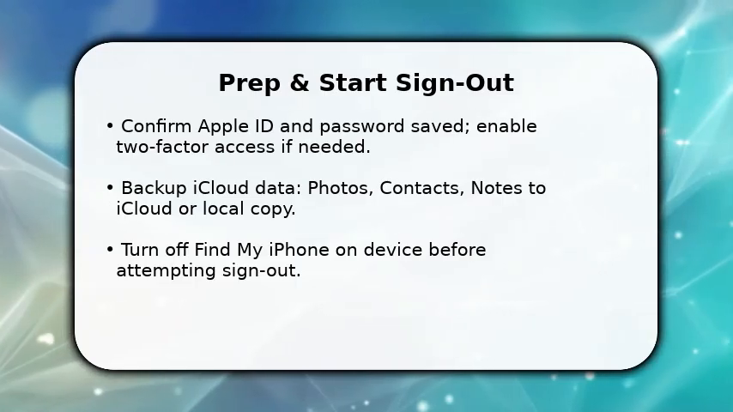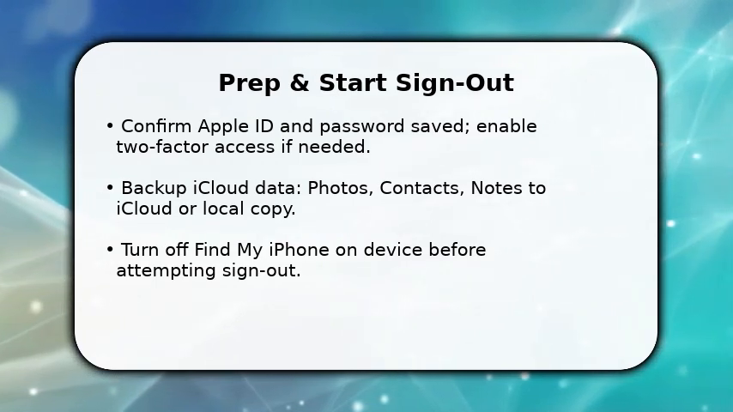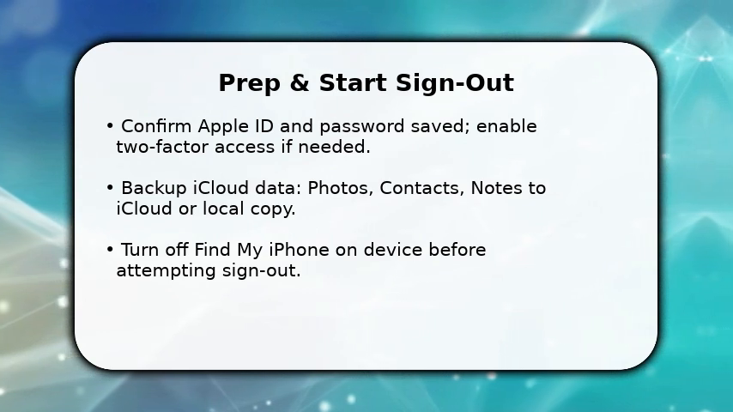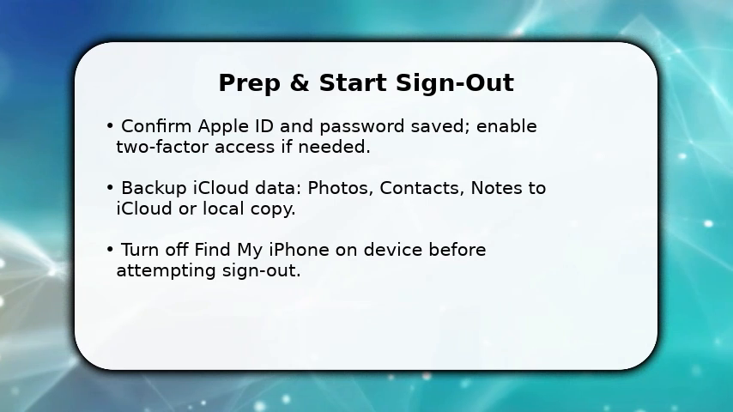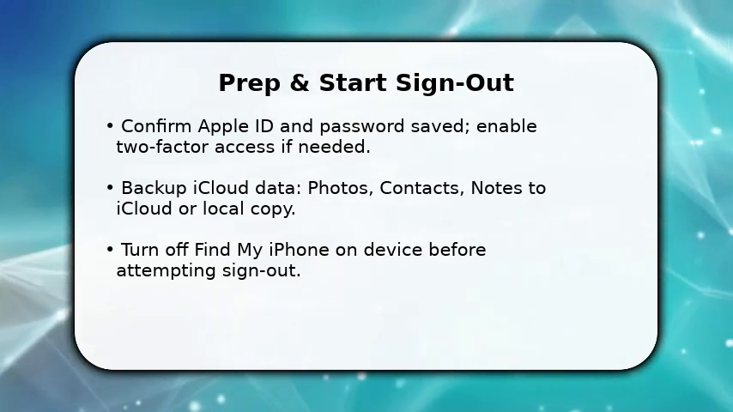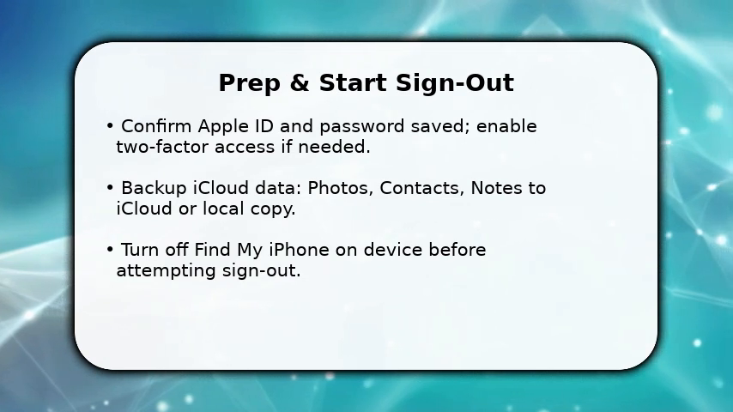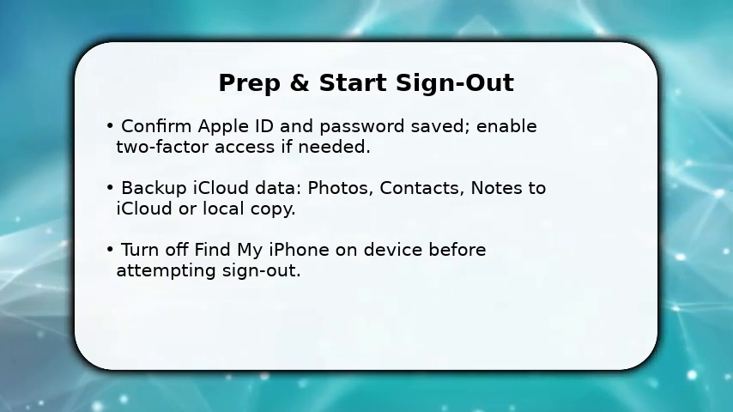You start by confirming your Apple ID and password, because without credentials you can't sign out. Once done, make sure two-factor access is available. You'll need verification codes. Next, back up any critical iCloud data, photos, contacts, notes, to iCloud or locally so nothing is lost. Then, go to Settings and prepare to disable Find My iPhone.